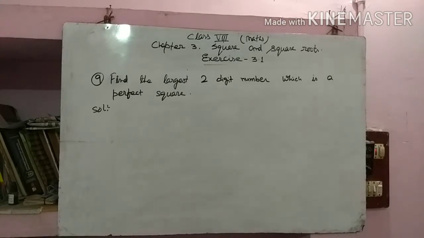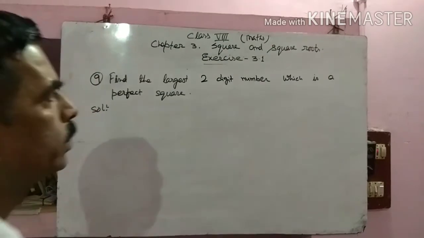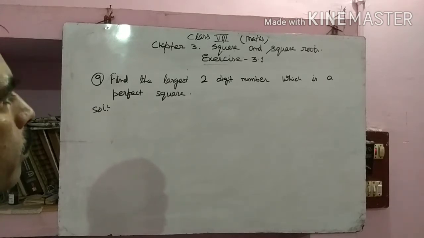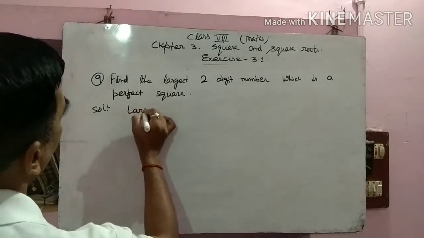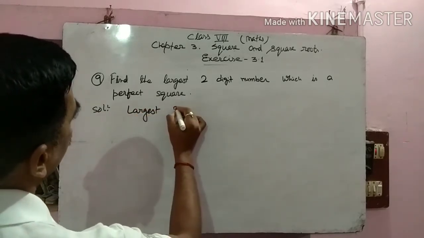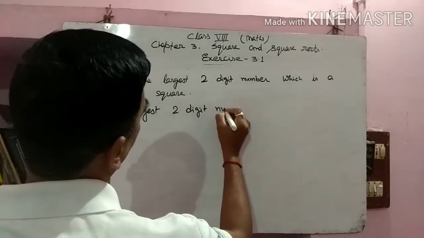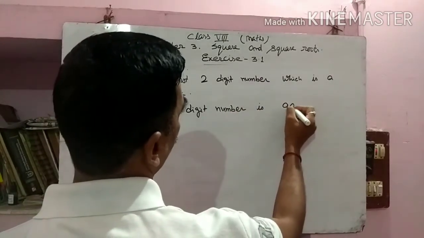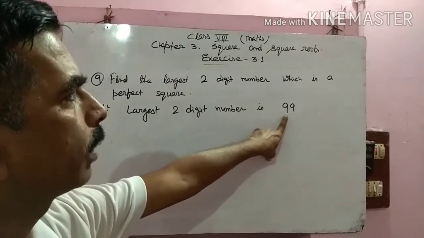Look here, question number 9. The question is saying find the largest two-digit number which is a perfect square. So in that case we have to know about the largest two-digit number. As you know, the largest two-digit number is 99. So first of all we have to check whether 99 is a perfect square or not.